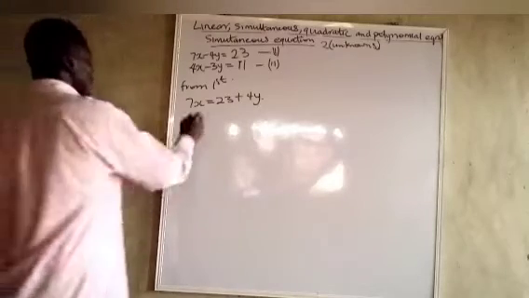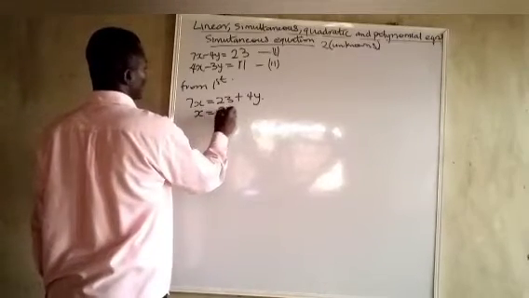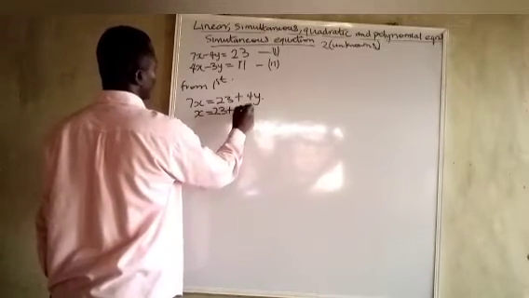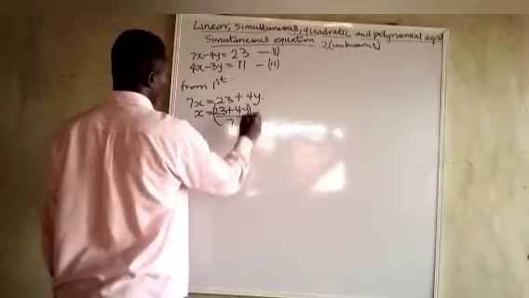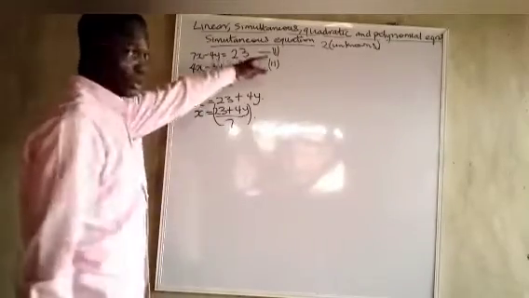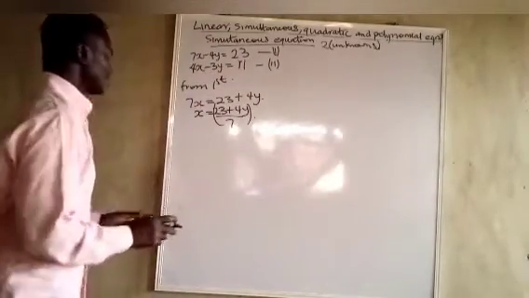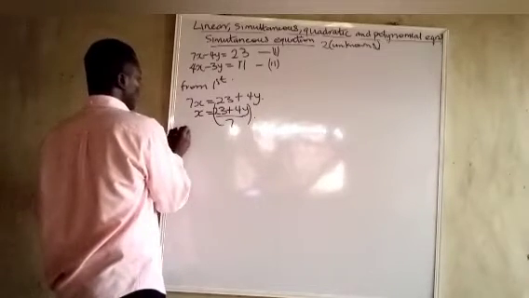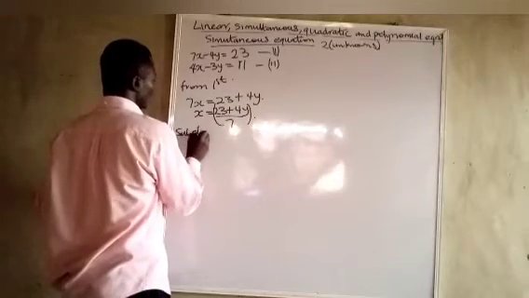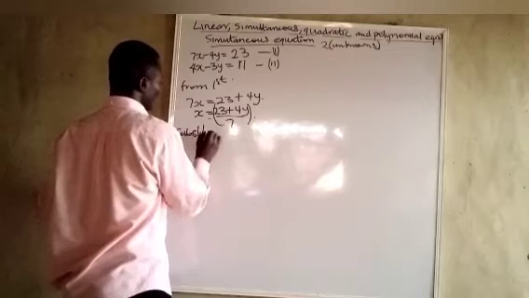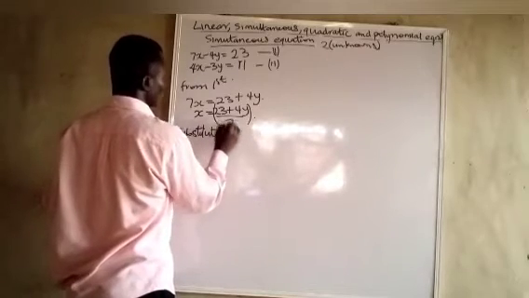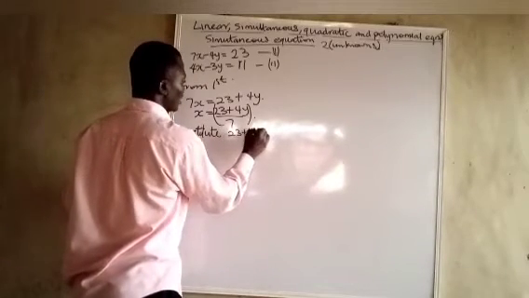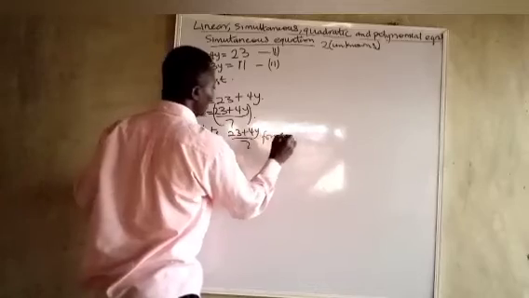Then x will be equal to (23 + 4y) divided by 7. So you can see that is from the first equation there. The next step is to substitute this for x in the second equation. Therefore I can say substitute (23 + 4y)/7 for x into the second equation.